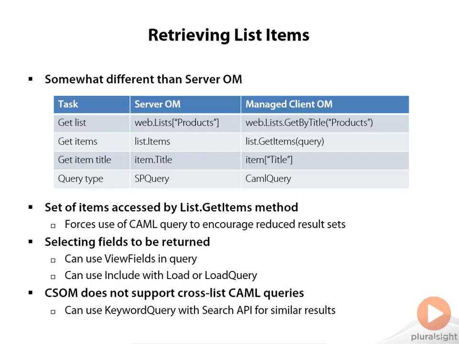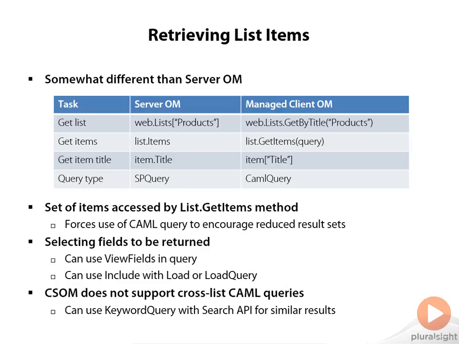Up to this point, we've looked at how to access information about sites and their lists. Now let's take a look at how to access information about list items. The biggest difference between doing this in the client object model as opposed to the server object model is that the list type does not expose a collection called items. Instead, it has a method called getItems, which accepts a CAML query.